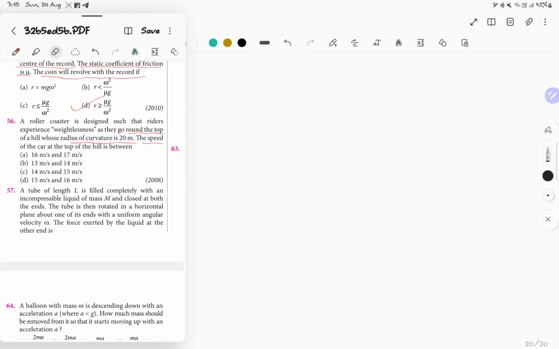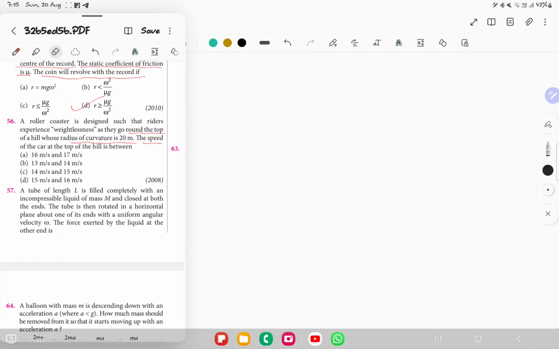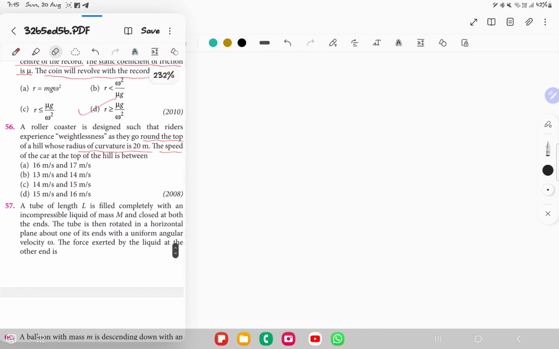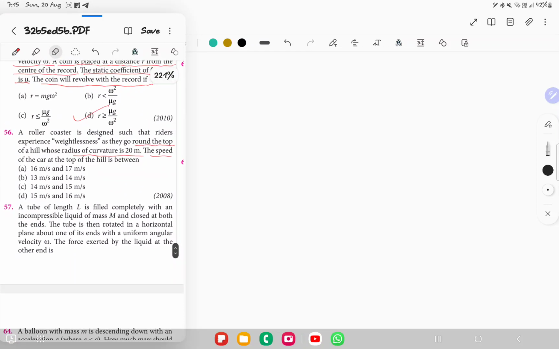In the previous session, the second video of laws of motion, part 2, we solved numericals up to question number 55, right? Okay. Let's solve question number 56. Let me read it out. So what is the data they have given?